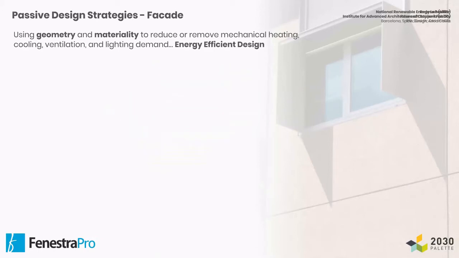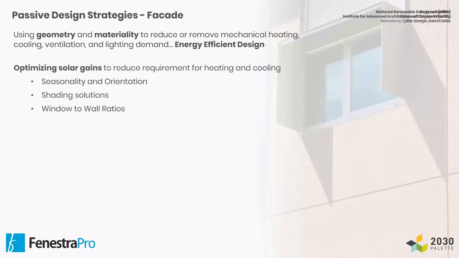So when we're starting to talk about passive design strategies, I suppose that means we're looking at using geometry and materiality, or the form and the fabric, to reduce or remove the requirement for mechanical heating, cooling, ventilation, and lighting demand, those more energy intensive systems. So we're looking at energy efficient design, particularly around the facade.